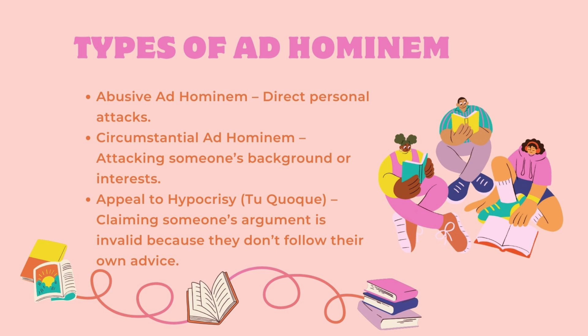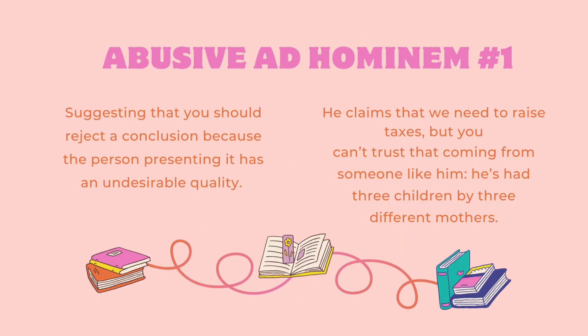Let's break them down. According to Tom Chatfield in Critical Thinking, abusive ad hominem involves targeting undesirable qualities about the person to discredit their viewpoint. For instance, "He says we should raise taxes, but you can't trust him, he's got 3 kids from different mothers." Notice how nothing in that statement addresses whether taxes should be raised or not. That's why this is a fallacy.